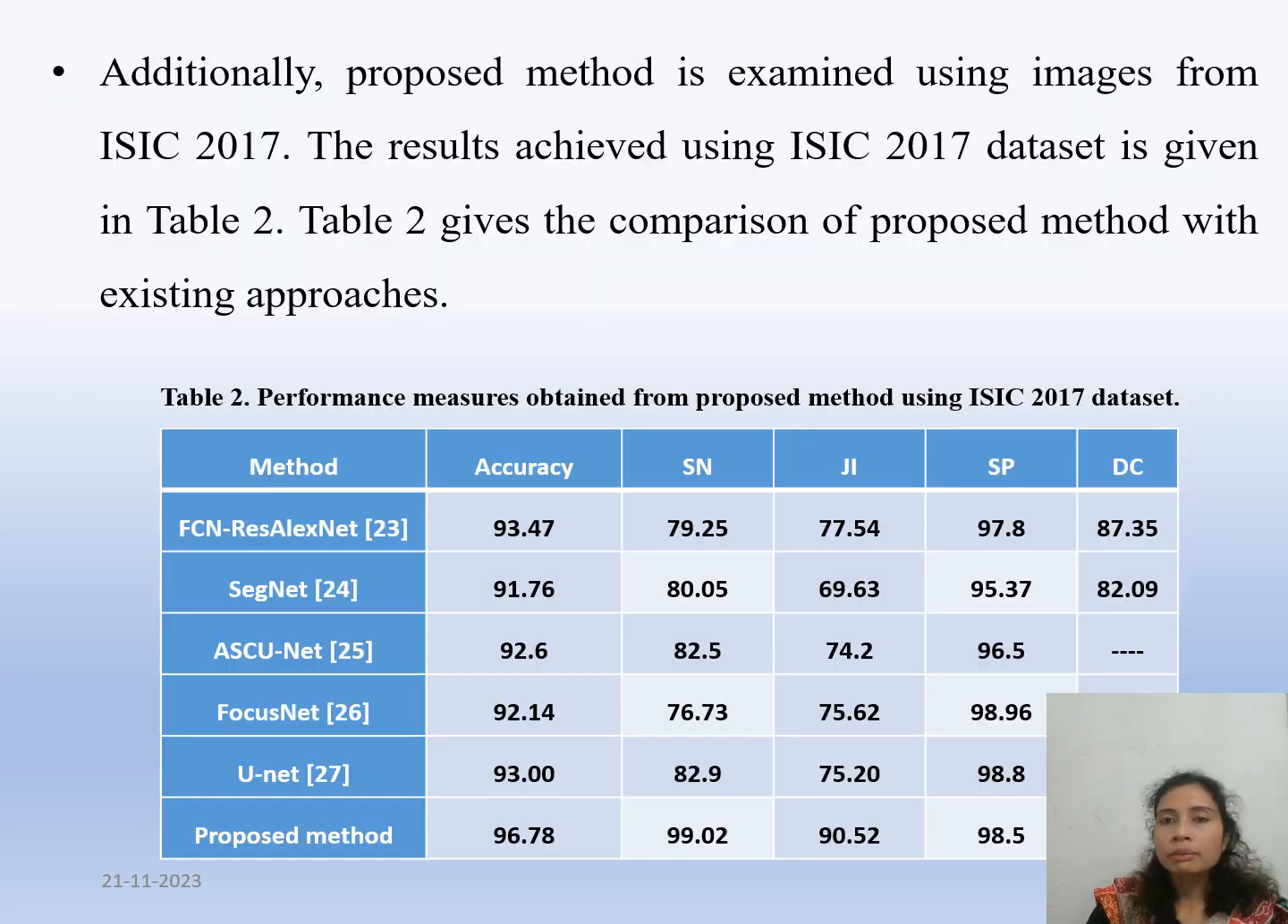Additionally, the proposed method is examined using images from ISIC 2017. The result achieved using the ISIC 2017 dataset is given in table number 2. It gives the comparison of the proposed method with existing approaches. Performance measure obtained from the proposed method on 2017. Our proposed method gives the accuracy of 96.78%, and the SN is 99.02, Jaccard index is 90.52, and other parameters.